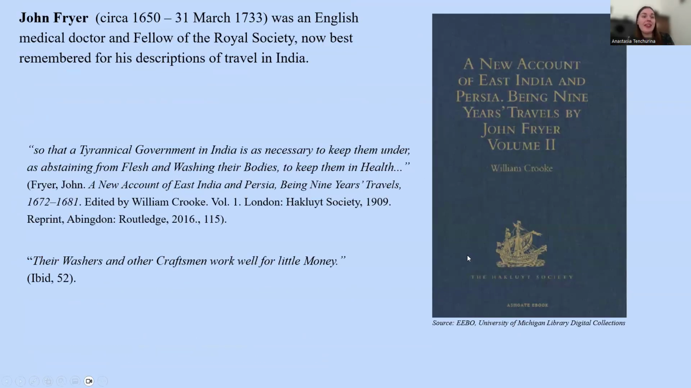I would also like to highlight the account made by John Fryer. He was an English medical doctor, fellow of the Royal Society, and now he is best remembered for his descriptions of travel in India. His account is very useful for my project, and it shows a very explicit movement towards the language of control. So the central passage here is referring to the tyrannical government in India as a necessity to keep them under, as abstaining from flesh and washing their bodies to keep them in health. A very clear example in the corpus where domination is already being represented as some sort of necessity.